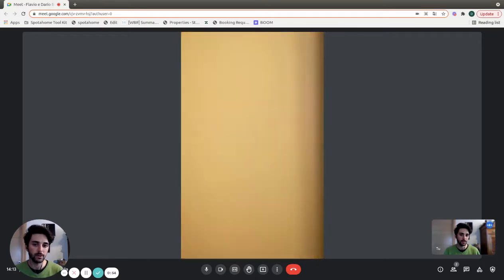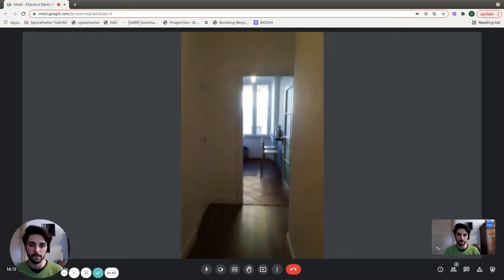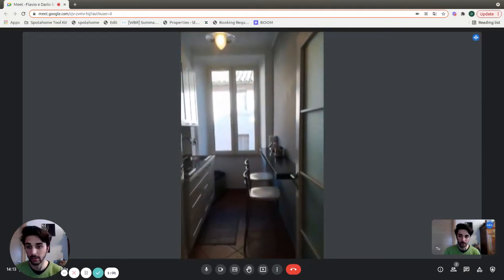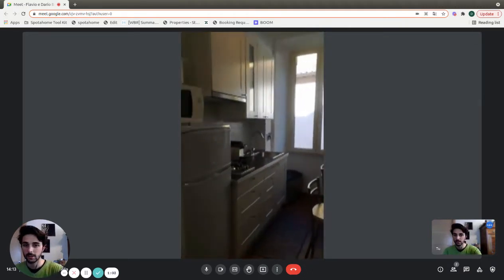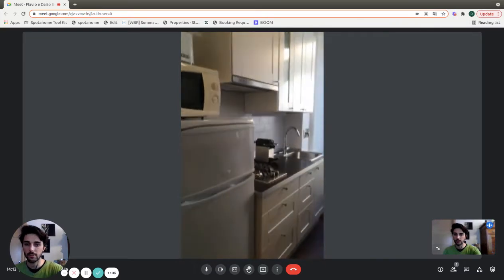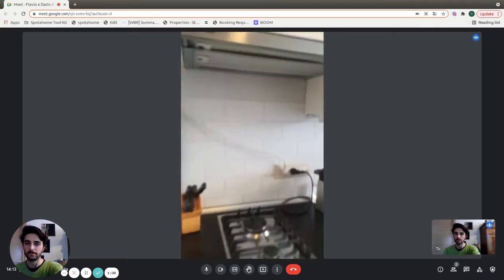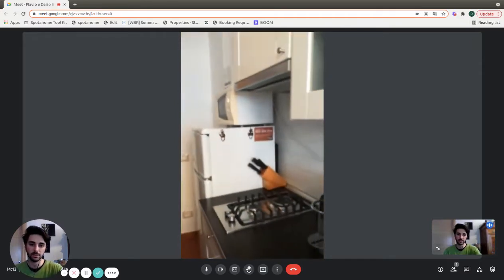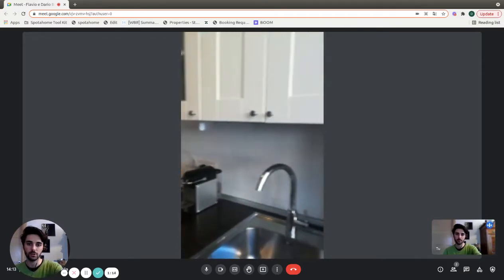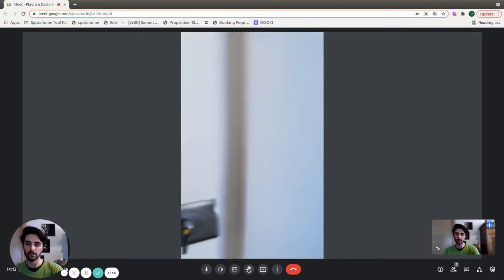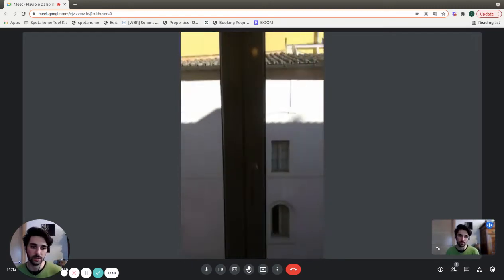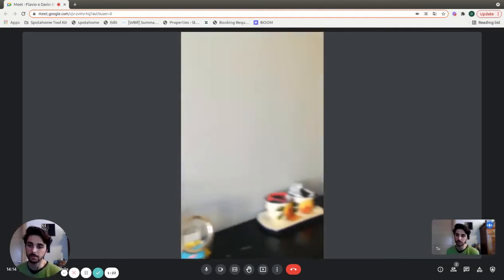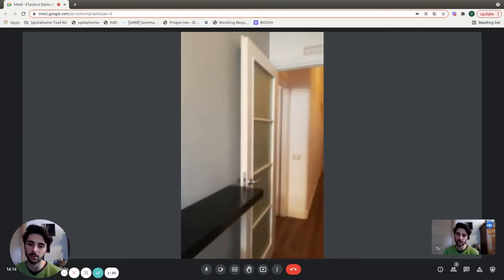Okay, going back in the corridor. Straight in front of you, you'll find the kitchen. A fully equipped kitchen. You can find here the fridge and refrigerator, the microwave, the toaster, some knives, the gas stove. We have also the coffee machine, the sink. We have down and up cupboards to storage things and food. This is the window of the kitchen and a little table here to eat.